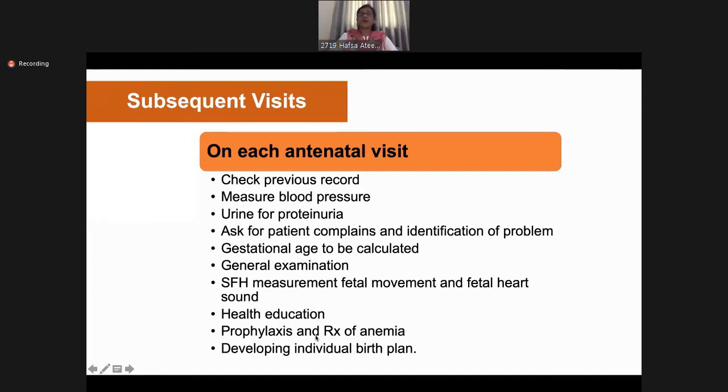If you are thinking that on the first booking visit she's anemic, then you have to give her iron supplements. And then at each antenatal visit, develop an individual plan for every patient, because every patient is different. Even in low-risk patients, she may not deliver so well. So a delivery plan should be formulated.